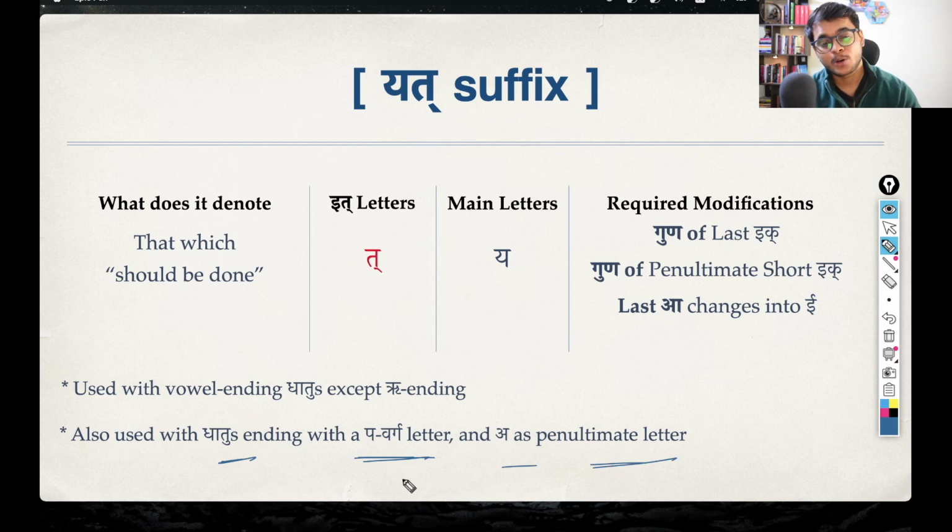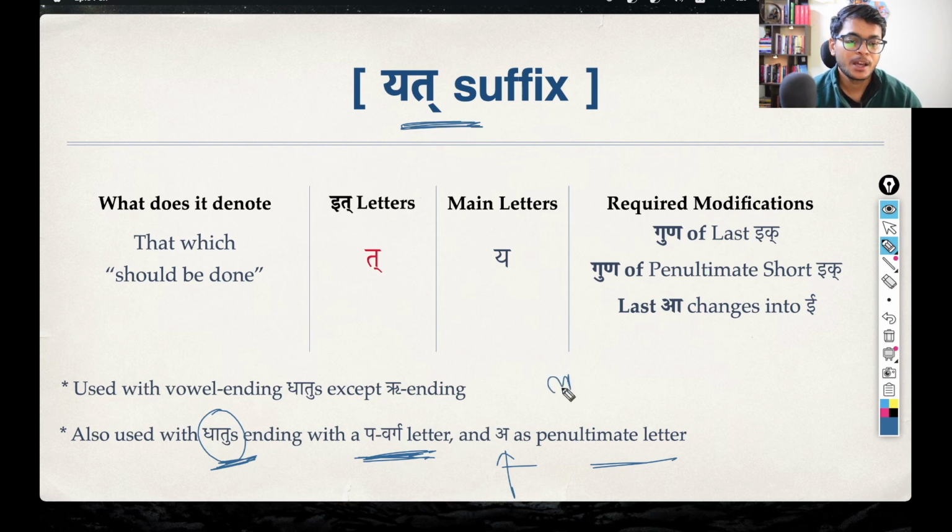Okay, so a pretty elaborate sentence. Let us understand it. This yat suffix is also used with dhatus that are ending with a pa varga letter. So what is pa varga? Pa varga is pa, pha, ba, bha, ma. So if a dhatu is ending with any pa varga letter, and if it has a hrasva a as a penultimate letter, then also we are going to use this yat suffix.